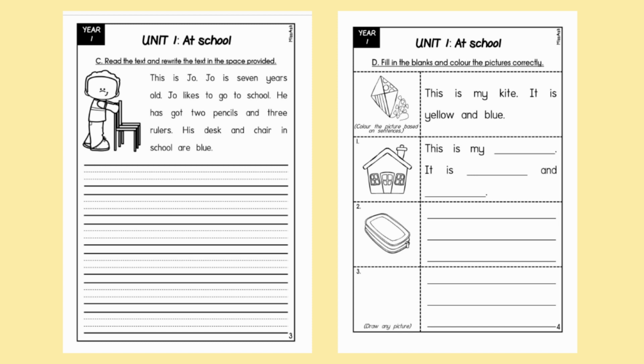Okay, now let's take a look at page 4. Fill in the blanks and color the pictures correctly. Here, you need to decide on the colors of the objects for each question. Fill in the blanks with the name and colors of the objects, and color the objects accordingly. I hope you can do it.